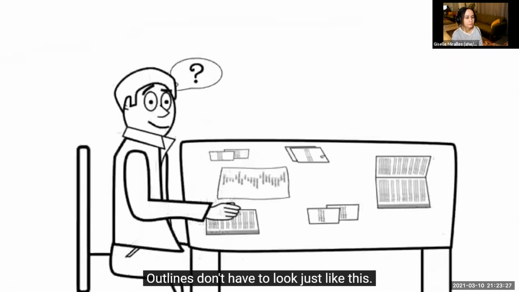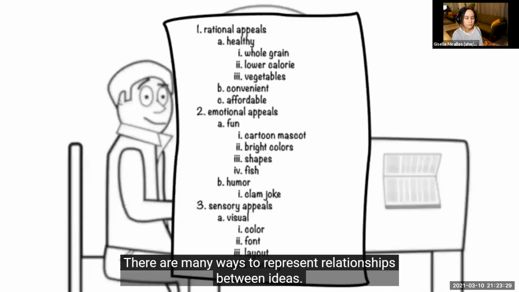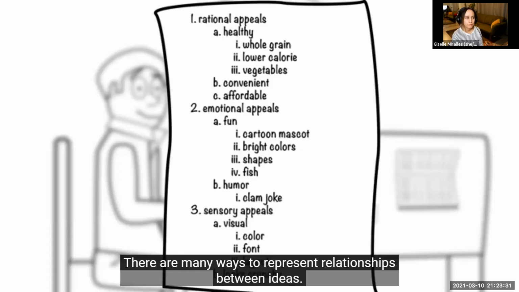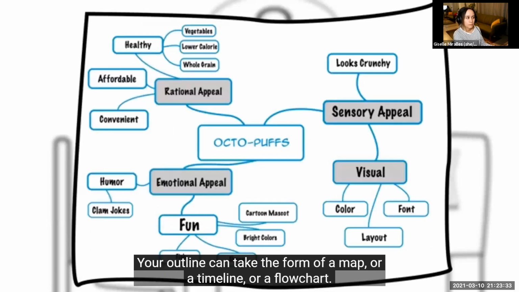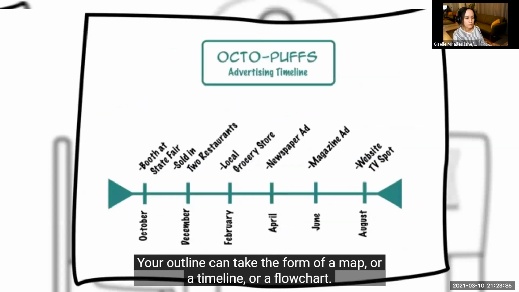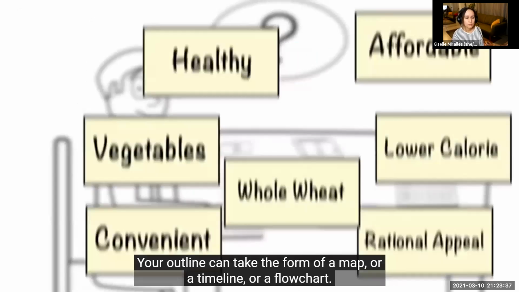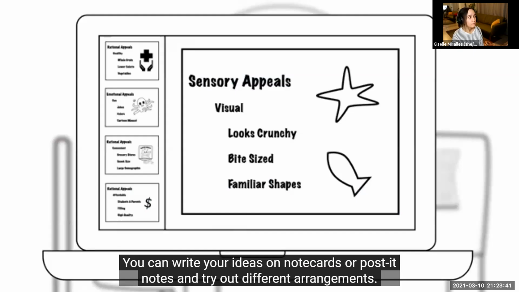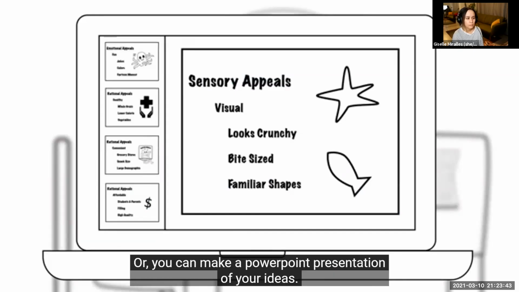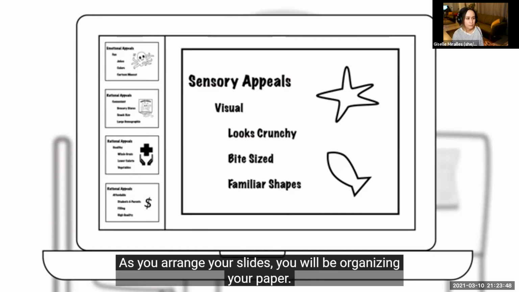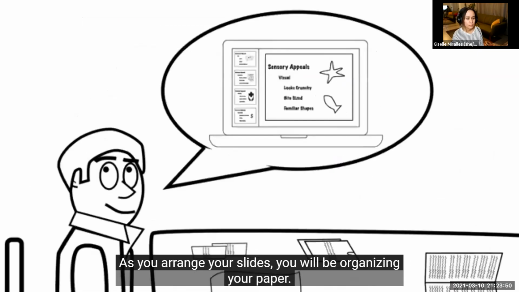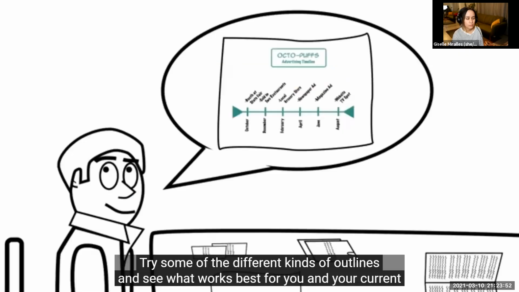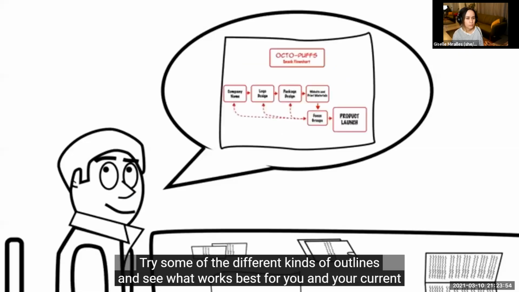Outlines don't have to look just like this. There are many ways to represent relationships between ideas. Your outline could take the form of a map, or a timeline, or a flowchart. You could write your ideas on note cards or post-it notes and try out different arrangements. Or you can make a PowerPoint presentation of your ideas. As you arrange your slides, you will be organizing your paper. Try some of the different kinds of outlines and see what works best for you and your current writing project.